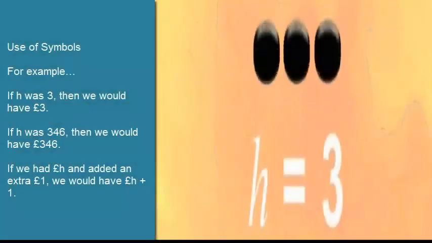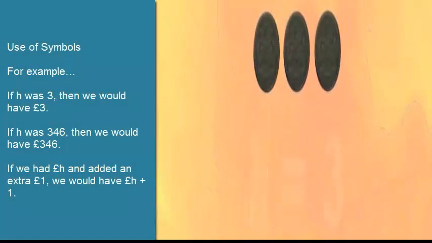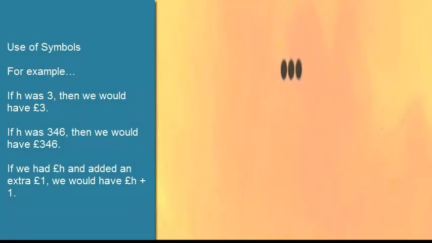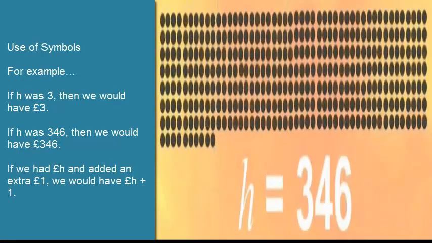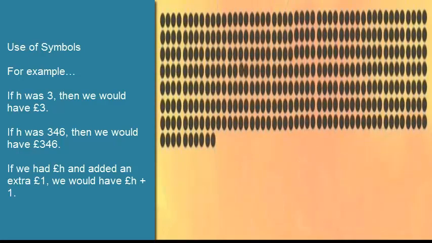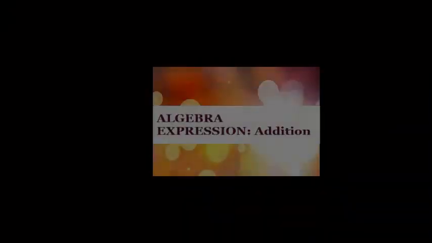For example, if H was 3, then we would have £3. If H was 346, then we would have £346. If we had £H and added an extra pound, we would have £H plus 1.